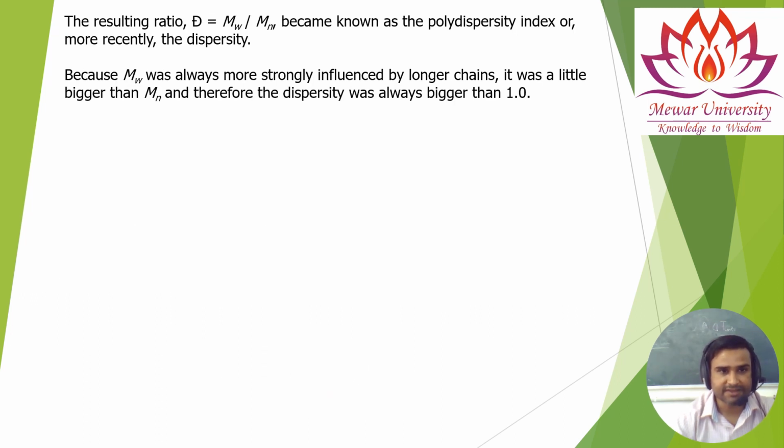Now the ratio D equals Mw divided by Mn becomes the polydispersity index. That's how the polydispersity index can be calculated. Because Mw was always more strongly influenced by longer chains, it was a little bigger than Mn, and therefore the dispersity was always bigger than 1.